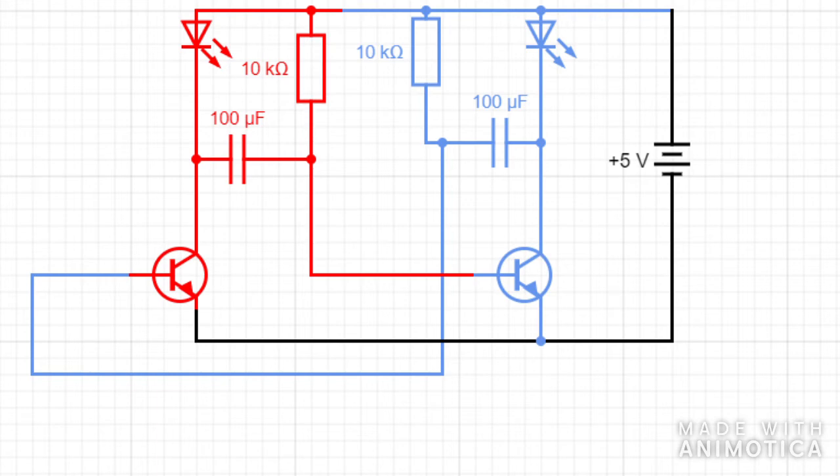Also note that if you change the capacitance, the rate at which the LEDs blink will change. If you change the resistance, the brightness of the LEDs will change.